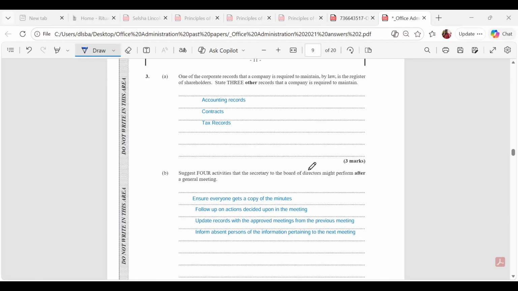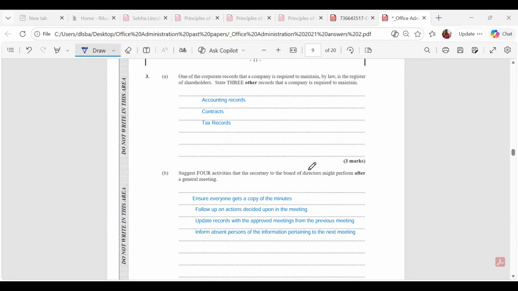And they will update the records with the approved minutes from the previous meeting. Because at the start of the meeting that they just finished, he or she would have read the minutes from the previous meeting and they would have been accepted or not. Alright, once they're accepted, you update the records to show that it was. And so all of these are specifically activities that would happen after the meeting.